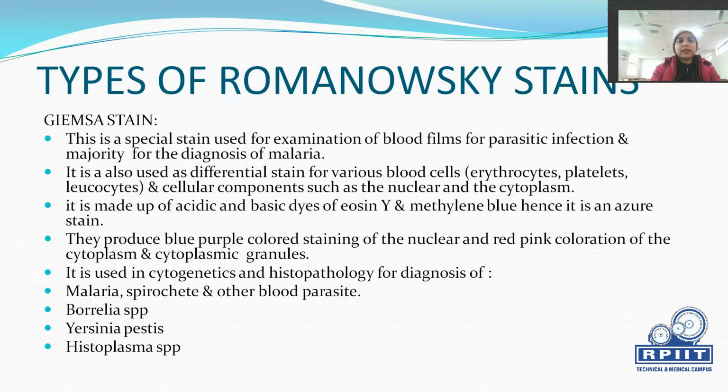It is made up of acidic and basic dyes, eosin Y and methylene blue. Hence, it is an azure stain. They produce blue-purple colored staining of the nucleus and red-pink coloration of the cytoplasm and cytoplasmic granules. Then it is used in cytogenetics and histopathology for diagnosis of malaria, spirochetes, and other blood parasites, Borrelia species, Yersinia pestis, and then Histoplasma species.